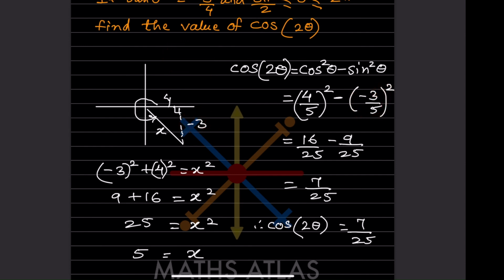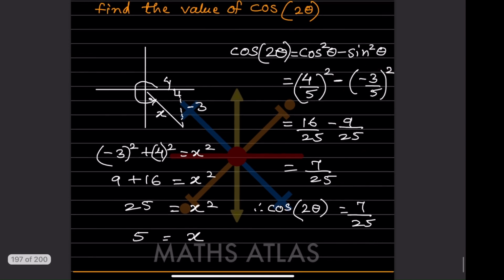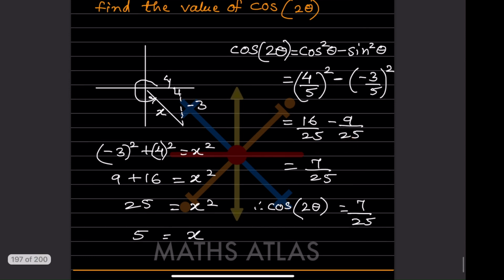So now when we multiply this into this and this into this, it should be 16 by 25. And this should be minus 3 square, which is 9 by 25. And this is the minus sign over here. So now you can see the base is the same, so you are going to write the LCM is the same. And 16 minus 9, that is 7. So we can say cos 2 theta is 7 by 25.